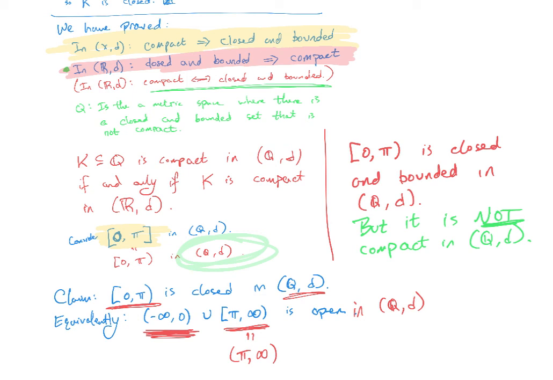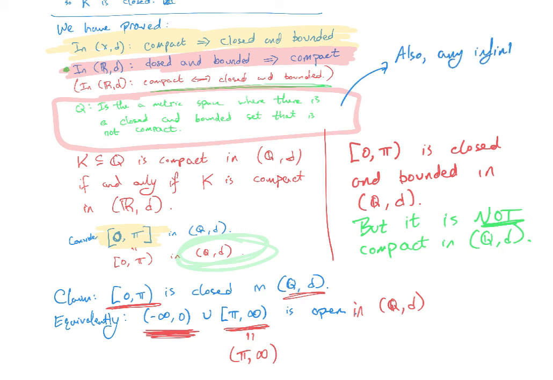Okay? Now, what was this all in answer to? I had asked, can you think of a metric space where there's a closed and bounded set that is not compact? And we have just come up with a metric space and a closed and bounded set that is not compact. And I said at the time, Madeline came up with the easy answer, which is the answer I was thinking of, which is also any infinite space with the discrete metric.